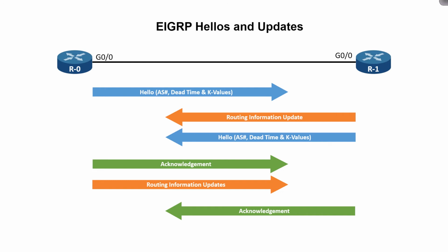Again, if I failed to mention it before, the default value for hello is 5 seconds, where the dead time is 3 times the hello, or 15 seconds. The only other types of exchange between neighbors are lost route and stuck in active queries. I will cover those in video segments 4 and 5, the deep dive of EIGRP.